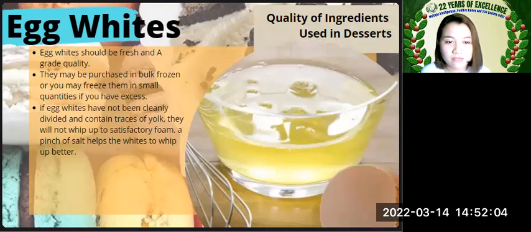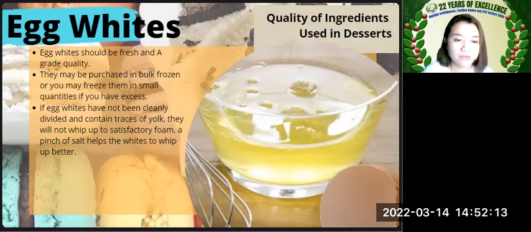If egg whites have not been cleanly divided and contain traces of yolks, they will not whip up to a satisfactory foam. A pinch of salt helps the whites to whip up better. When raw egg whites are beaten, I hope some of you have experienced beating egg whites to form a foam texture. So you can relate to what we are discussing.